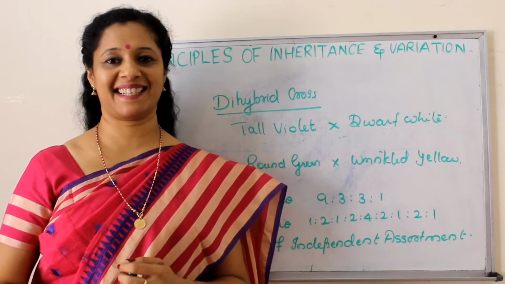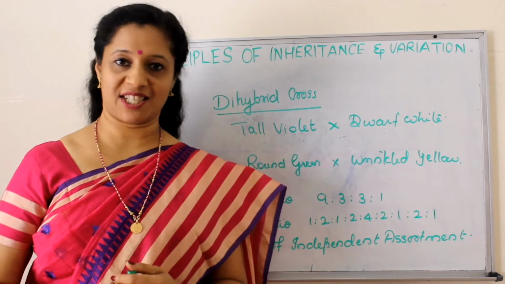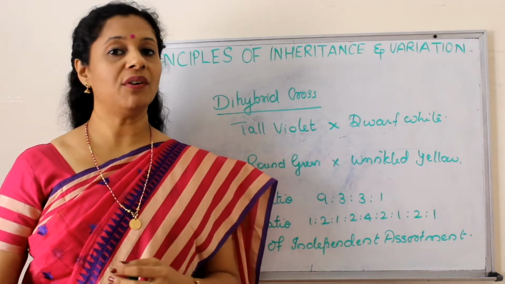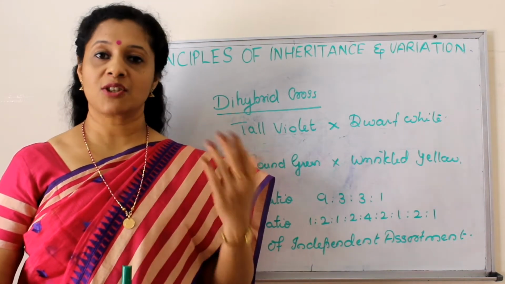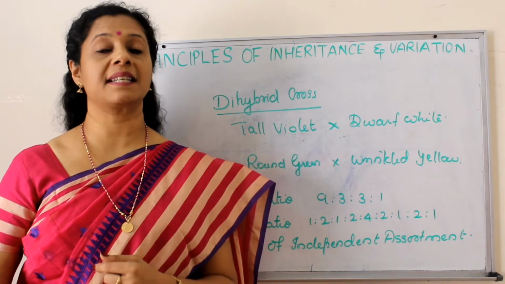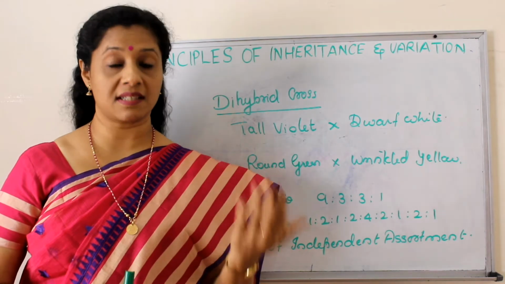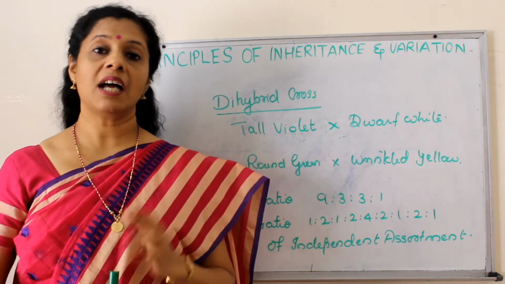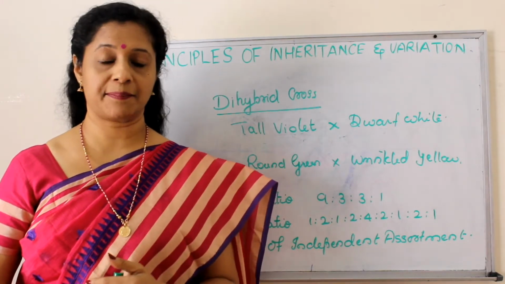I am Soumya Harikrishna. Now we are discussing the chapter Principles of Inheritance and Variation. In the first module, we discussed the experiments done by Mendel, the story of Mendel, what was the reason for choosing garden pea as the experimental material, what are the features that favored the success of Mendel's experiments, and also what were the reasons for Mendel's work going unnoticed.